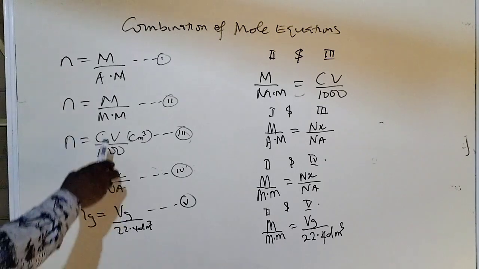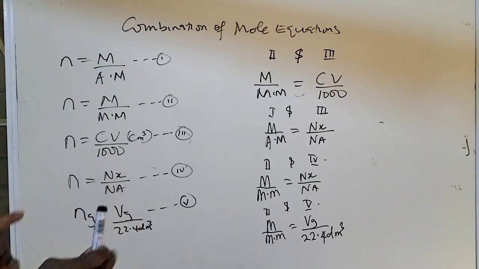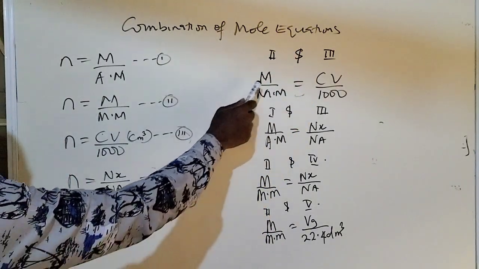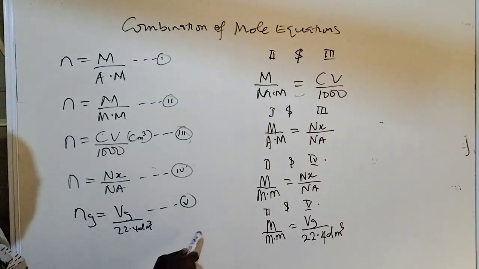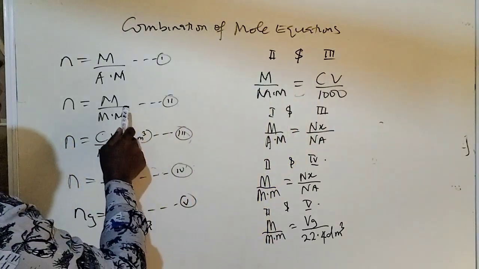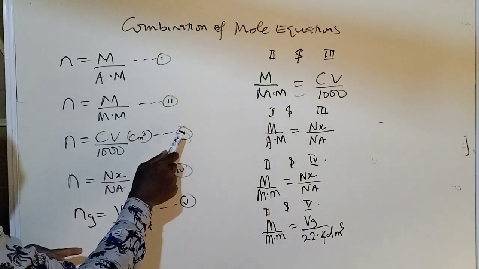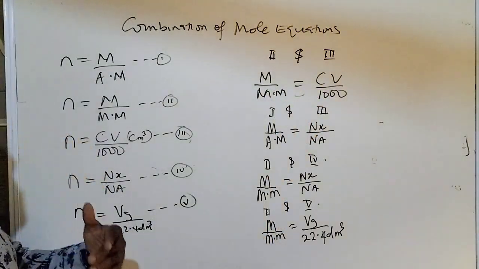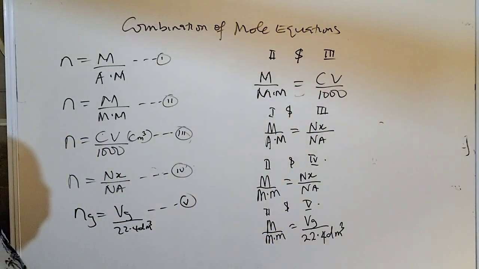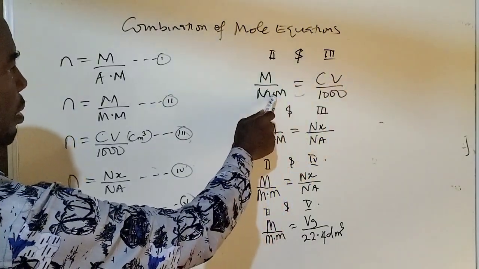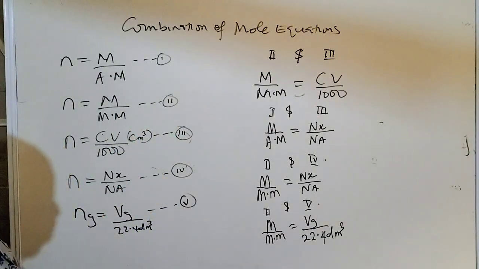Now I can combine any two of these to get another form of equation, depending on what I'm looking for. For instance, on the right-hand side of the board, if I combine equation 2, mass over molar mass, with equation 3, CV over 1000, equation 2 is mole and 3 is mole, so the two of them should be equal to each other, depending on what I'm asked to calculate. If I'm asked to find the mass, I have concentration, I have volume, I have molar mass. I can join the two of them together.